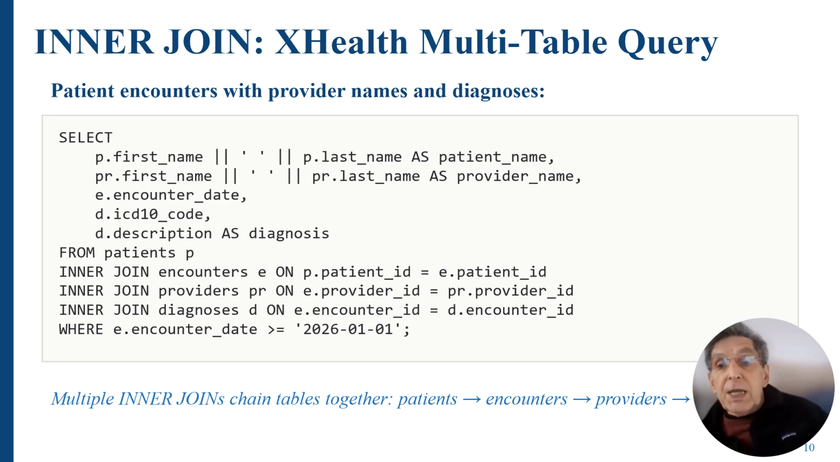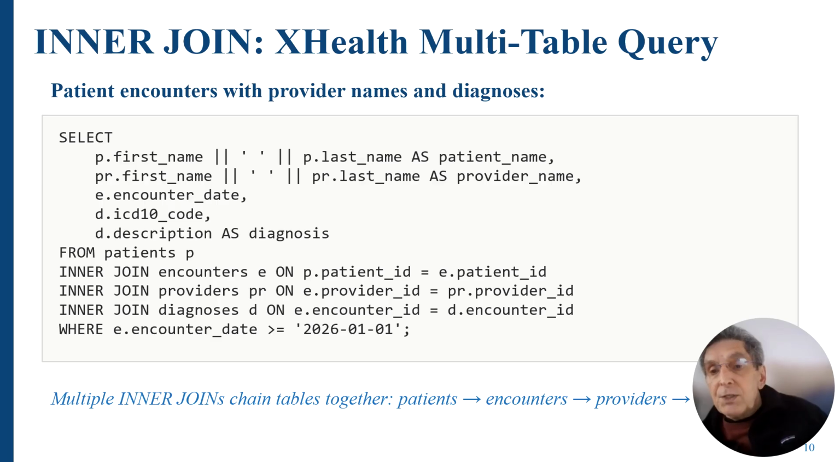All right, now let's chain multiple inner joins together and see what happens. Look at this query here. This query connects four tables, the patients, encounters, providers, and diagnoses. We want to see the patient name, the provider name, the encounter date, and diagnosis information all in one result set.